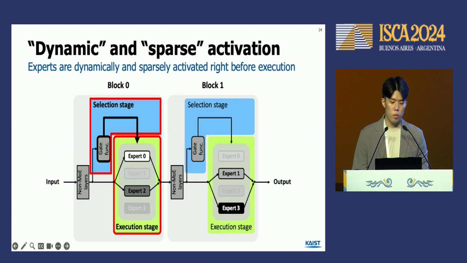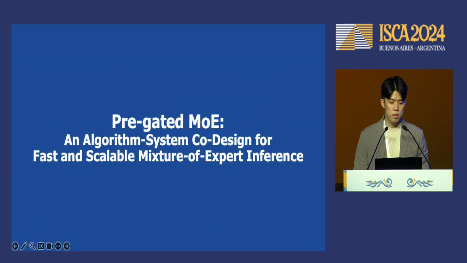So far, we can see that the key challenges of MoE arise from the fact that experts are dynamically selected and sparsely activated just before their execution. To holistically address this problem, we propose Pre-gated MoE, an algorithm-system co-design for fast and scalable mixture of expert inference.